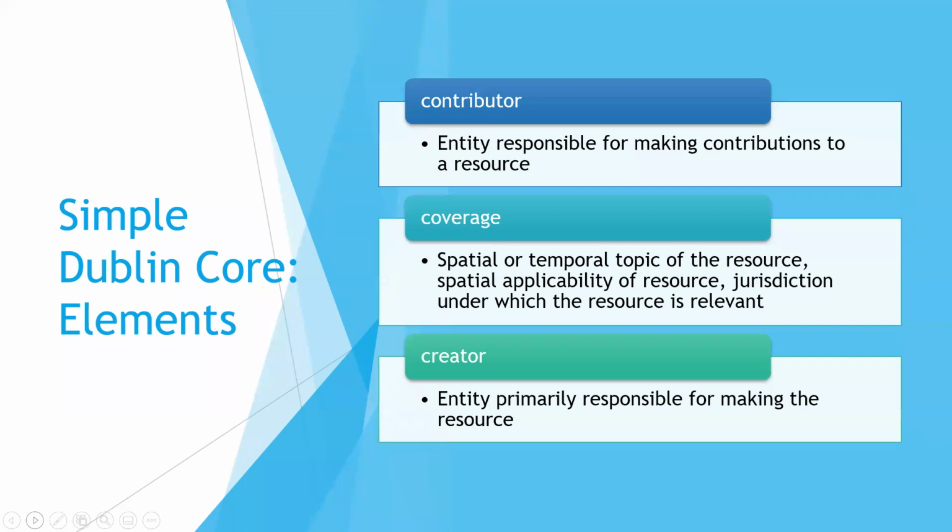Okay, so we're going to go through the 15 simple Dublin Core elements in the order that they're listed, which happens to be alphabetical. But if you're using CONTENTdm or some other digital collection management system, I would think that you can place these in whatever order you feel makes the most sense. So the first 3 are contributor, coverage, and creator.